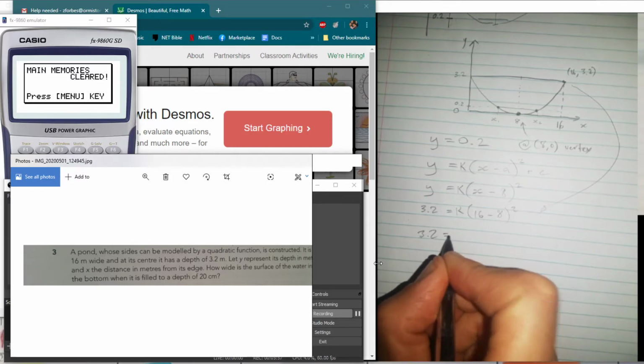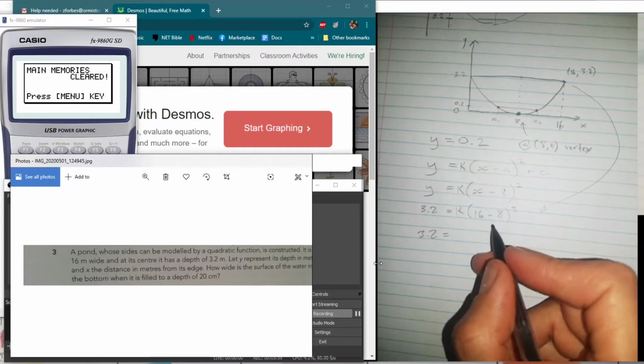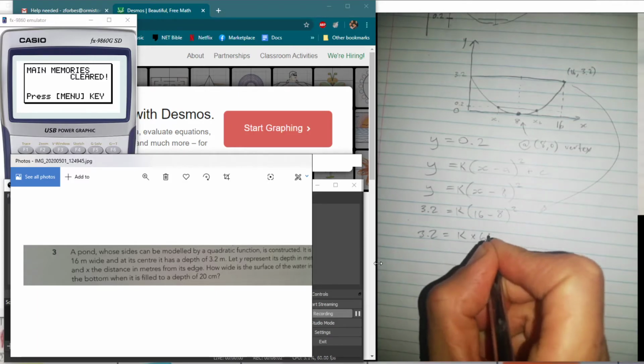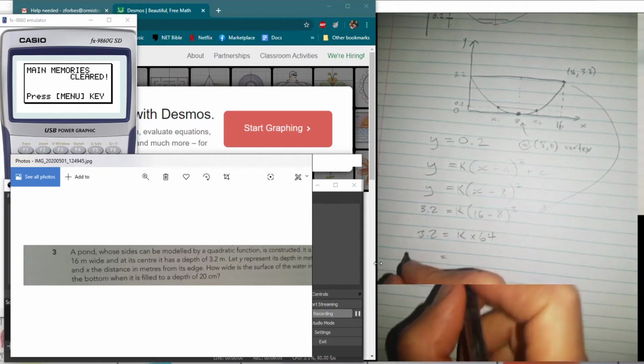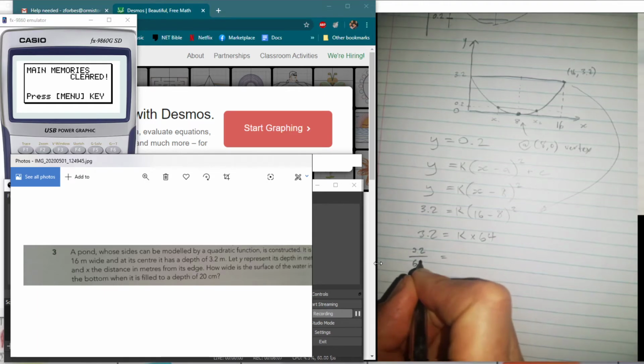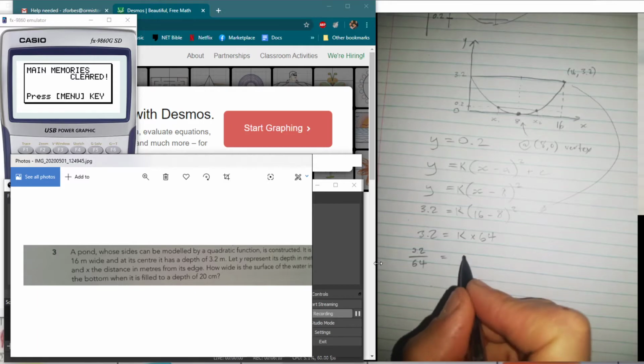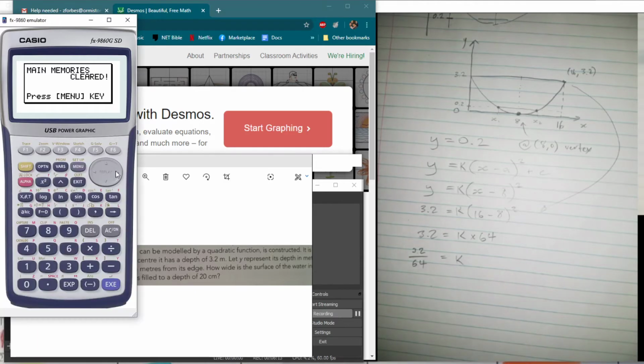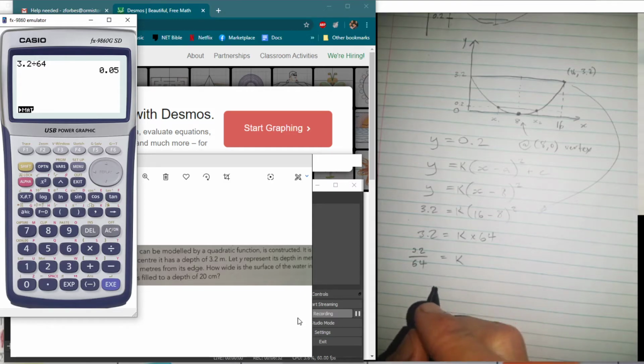So 16 minus 8 is 8. 8 squared is 64, so it's going to be k times 64. From here, I'm then just going to divide both sides by 64, and that's going to get us k. I've got my graphics calculator here. So 3.2 over 64. But the thing is, it's actually a really nice number because I know 32 over 64 would be half. So 3.2 over 64 is going to get us 1 over 20, or 0.05. I mean, I kind of like 1 over 20 better than that.